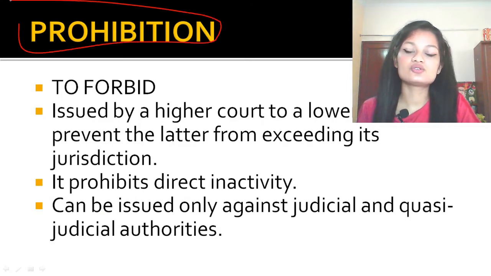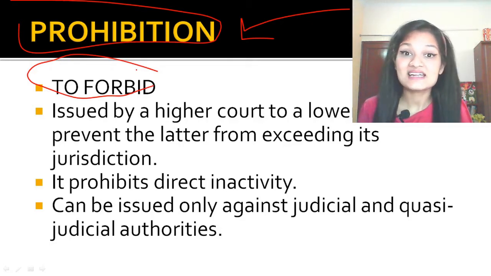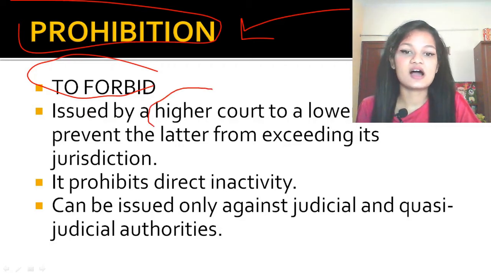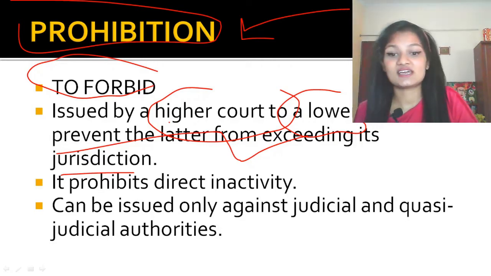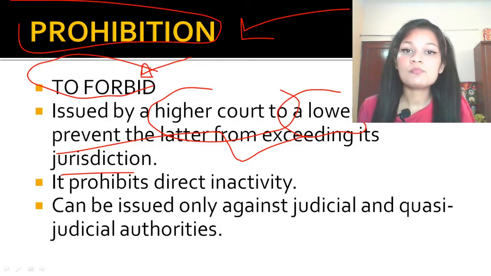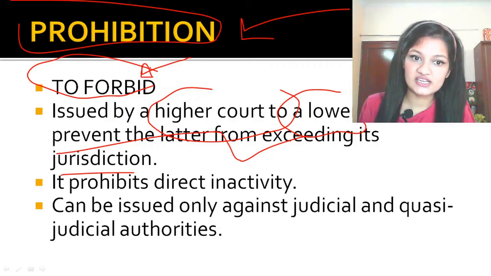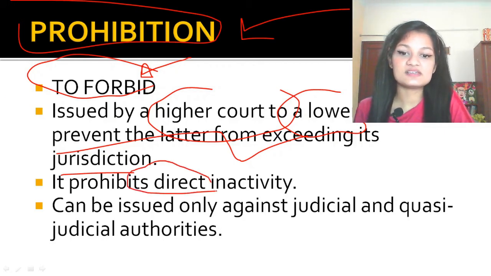The next is prohibition. So even in English, prohibition just means to forbid. So whenever somebody says prohibition, the first thing that should come to your mind is to forbid. This is issued by a higher court to a lower court to prevent the latter from exceeding its jurisdiction. So basically, a higher court can forbid a lower court to make sure that the lower court does not exceed its jurisdiction. This is super important, and obviously because the term forbid is used here, we know that it is coming from a higher authority to a lower authority to prevent the exceeding of jurisdiction. It also prohibits direct inactivity.